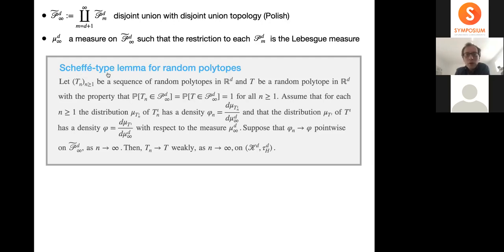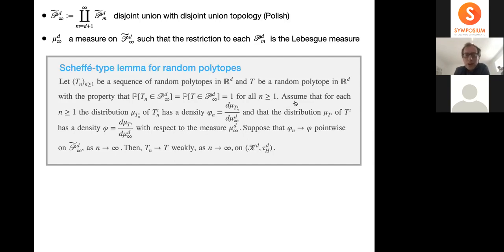And then we have the following Schläfli-type lemma for random polytopes. Suppose that you have a sequence of random polytopes in R^d, and you have another random polytope T also in R^d, such that with probability 1, all your random polytopes and the limiting random polytope are sitting in this space of polytopes P_d^∞. So all vertices have different first coordinates. This is strictly the case for us.